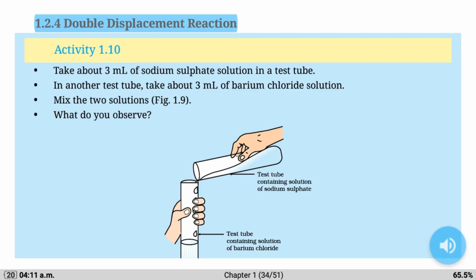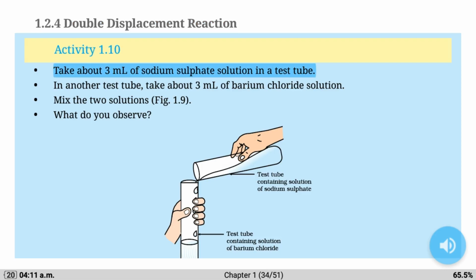1.2.4 Double displacement reaction. Activity 1.10. Take about 3 ml of sodium sulphate solution in a test tube. In another test tube, take about 3 ml of barium chloride solution. Mix the two solutions. Fig. 1.9. What do you observe?